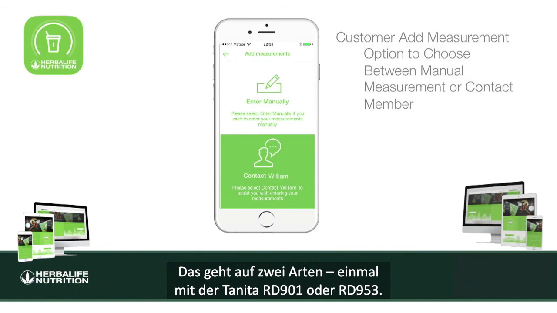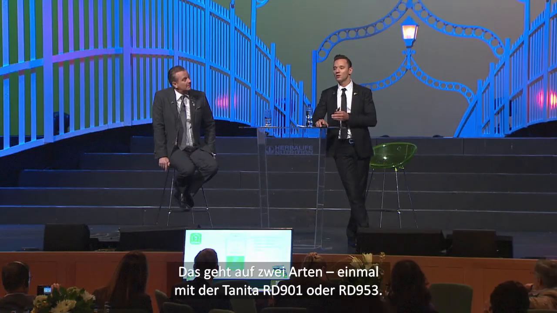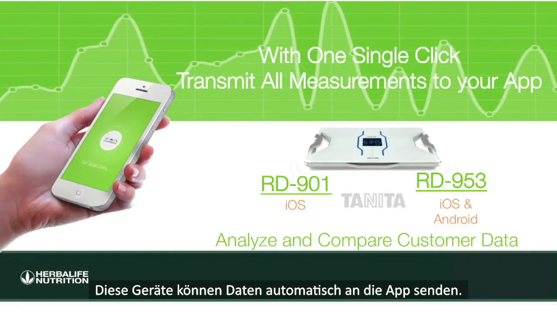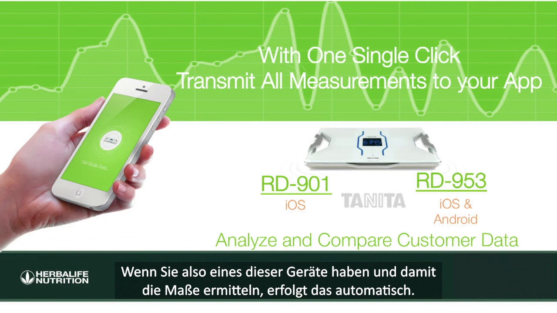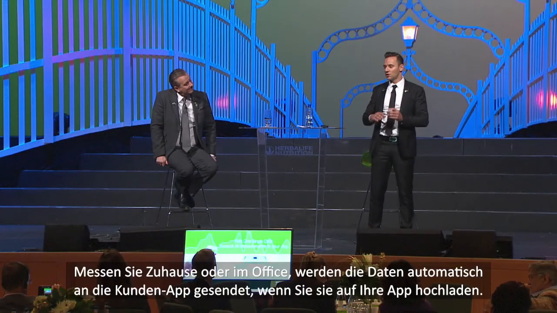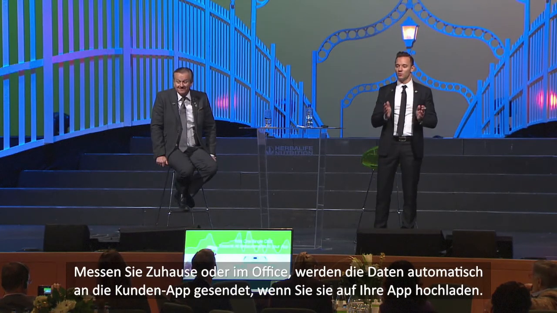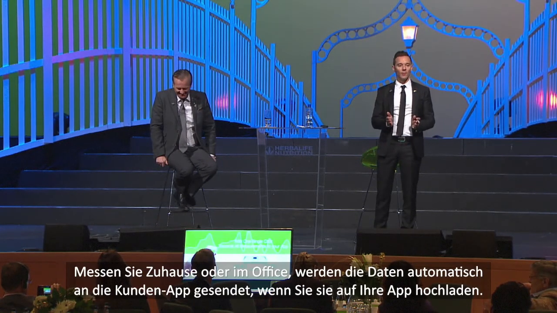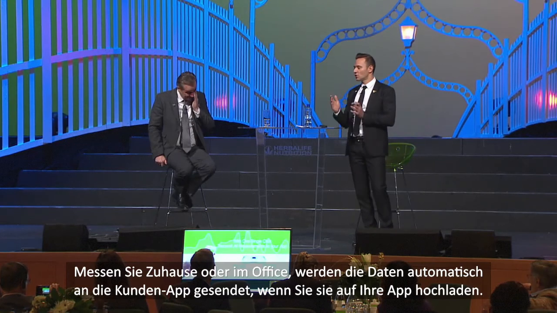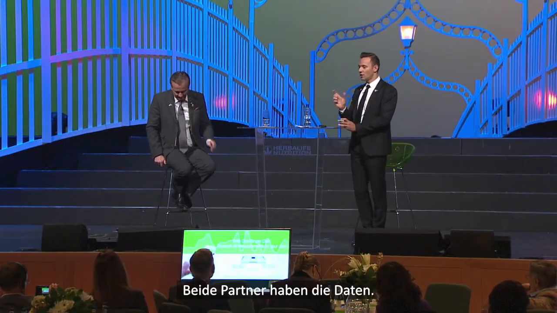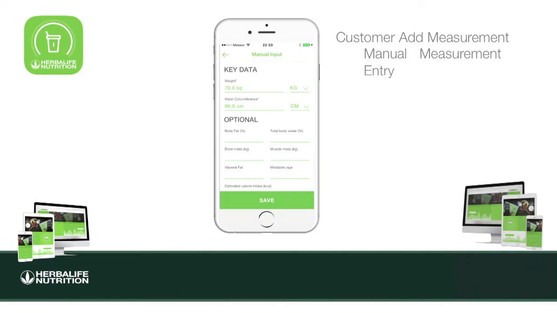You can do it two ways. One way is by the Tanita, the RD901 or the RD953. So this is the RD9. We're not going to explain this because this device is going to automatically transmit to the app. So once you have this device and you do a measurement, it's going to do it automatically. If you do it in, let's say, your home or your office, when it's uploading in your app, it's going to go automatically to the customer's app. So both parties have the data.